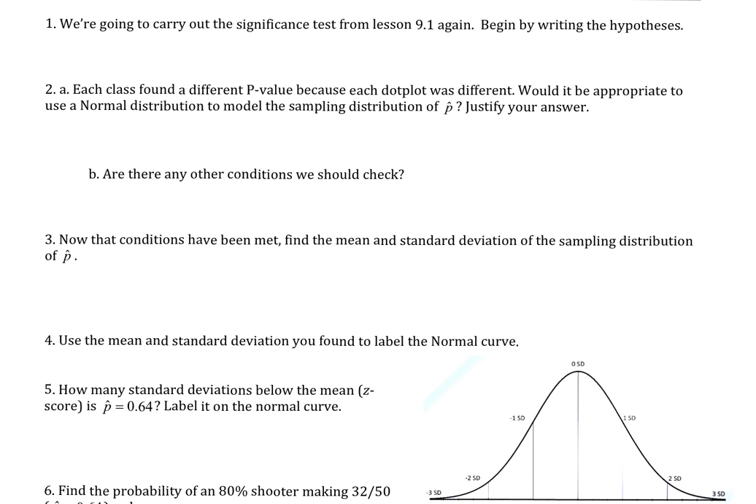So in lesson 9.1, the first lesson we did, we used simulation to estimate a p-value to decide whether or not Mr. Easton was exaggerating about his free throw percentage. And today we're going to use a formula to find that p-value that we're pretty used to using. We're going to carry out a significance test. We're going to write those hypotheses. So back then we had said that p is the true proportion of shots made by Mr. Easton.